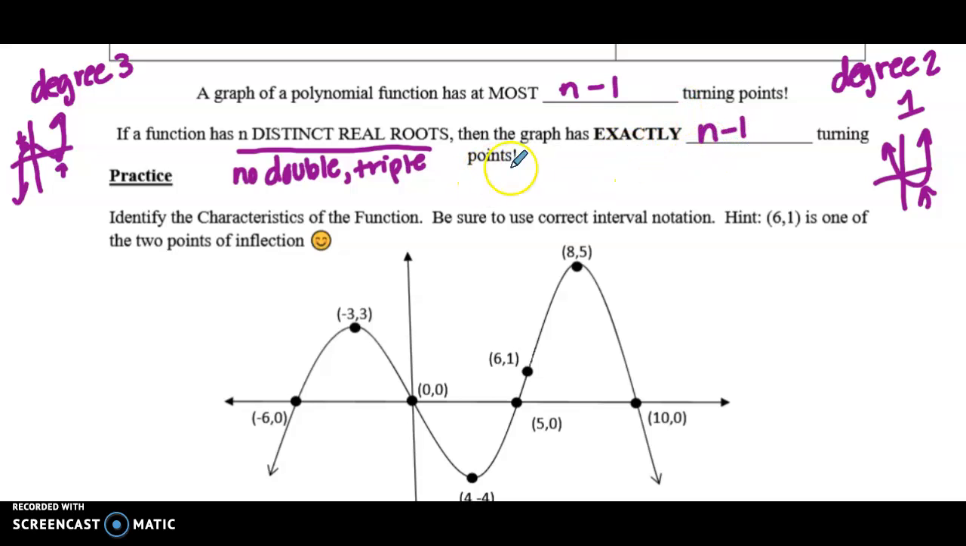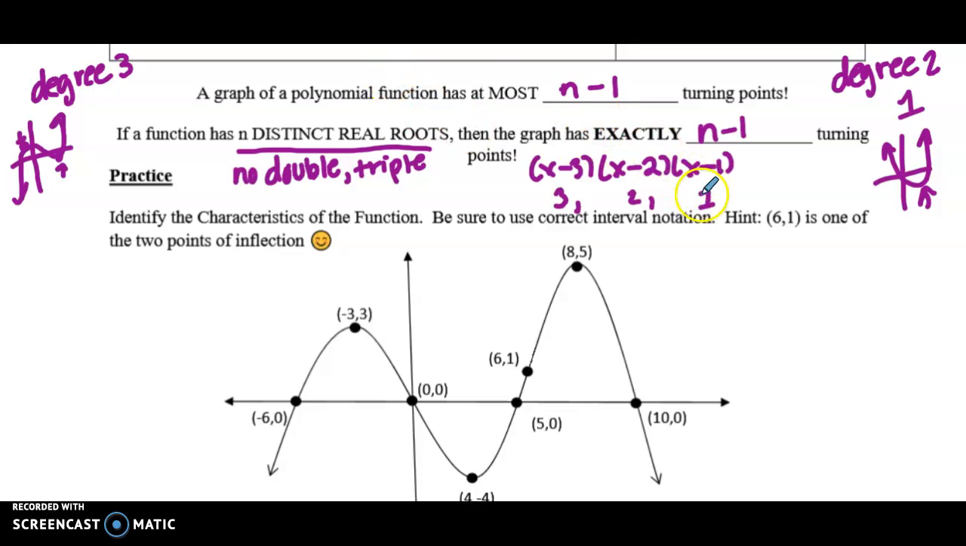So what I mean here is, let's say you have x minus 3 times x minus 2 times x minus 1. Your roots are going to be x equals 3, x equals 2, and x equals 1. Those are 3 distinct roots, okay?